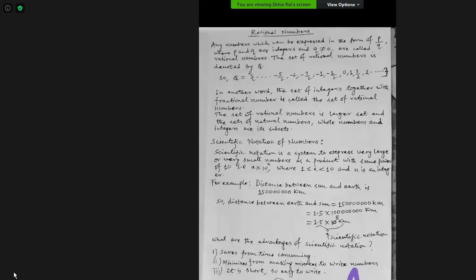So like this, we have to convert this general form, number of general form into scientific notation. So here 15 crore. In our daily life, we don't write 1.5 into 10 to the power 8. It is written in the field of science and technology. So it is scientific notation.